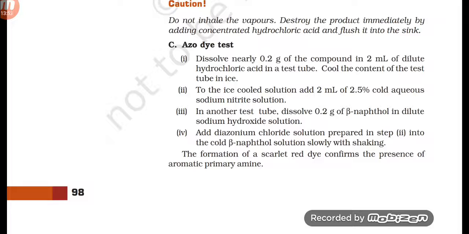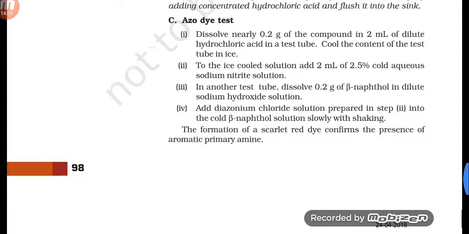Third one is the azo dye test. You have to dissolve nearly 0.2 grams of the compound in 2 ml of dilute hydrochloric acid in a test tube, and cool the contents of the test tube in ice. To the ice cooled solution, add 2 ml of 2.5% cold aqueous sodium nitrite NaNO2. In another test tube, dissolve 0.2 gram of beta-naphthol in dilute sodium hydroxide solution. Add the diazonium chloride solution, which is prepared in step 2, into the cold beta-naphthol solution slowly with shaking. The formation of a scarlet red dye confirms the presence of an aromatic primary amine.